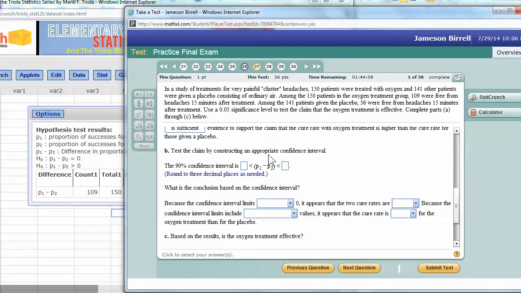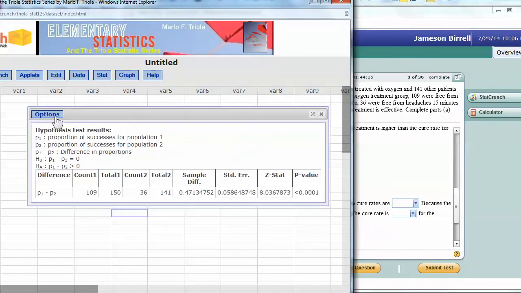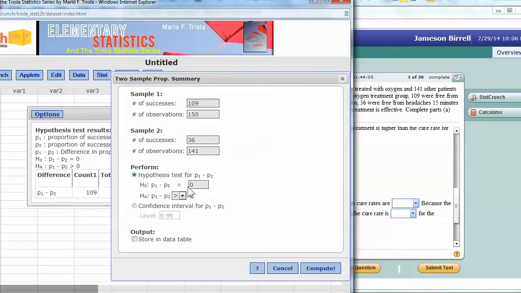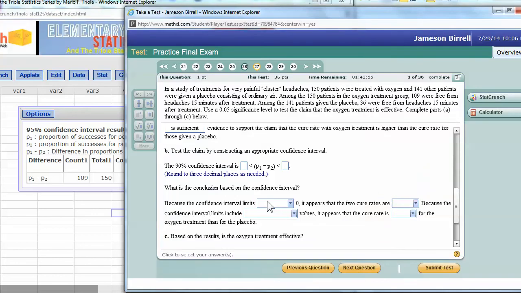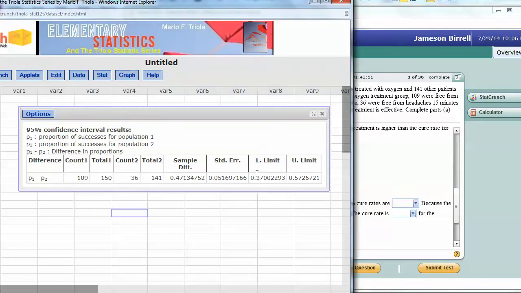Test the claim by constructing a confidence interval. Okay, good. So if they want me to do that, I can just go back to options, edit, change this to a confidence interval, 95%. I'm sorry, 90%, because you need to have a 5% in each tail. So let me readjust that.